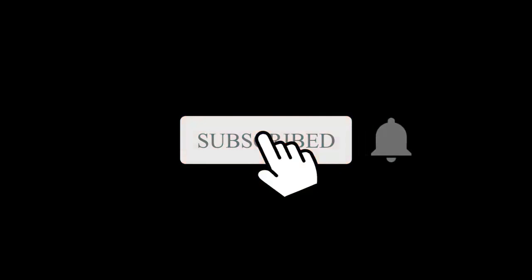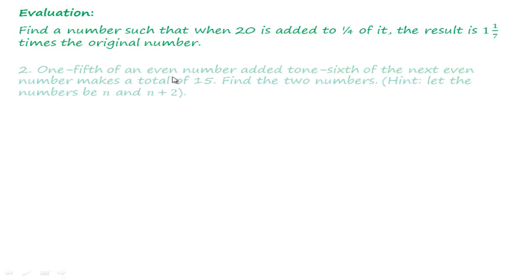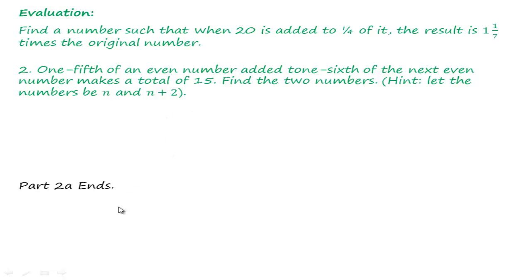Evaluation. These are the questions that you are going to do. Number 1: find a number such that when 20 is added to 1 over 4 of it, the result is 1 over 7 times the original number. Now number 2, read it and then submit to the email, and an adequate response will be given to you as soon as possible.